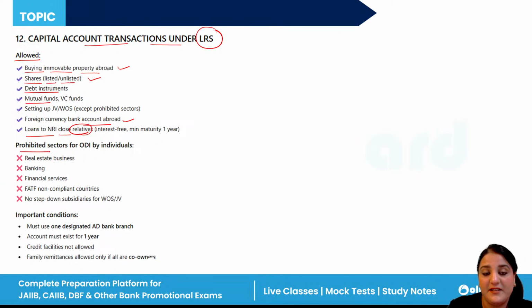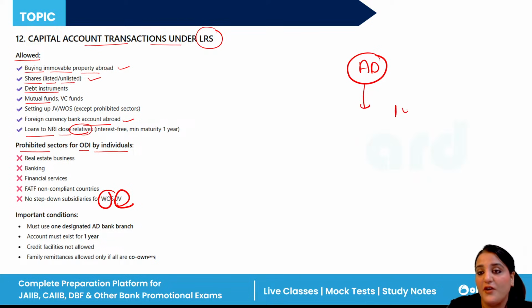And any sector which is prohibited for ODI by individuals, overseas direct investment, that is prohibited. Real estate business, banking, financial services, FATF non-compliant countries, no step down subsidiaries for wholly owned subsidiaries and joint ventures. Everyone has to use one authorized dealer for every type of transaction, only one branch, and the account should exist for at least 1 year.